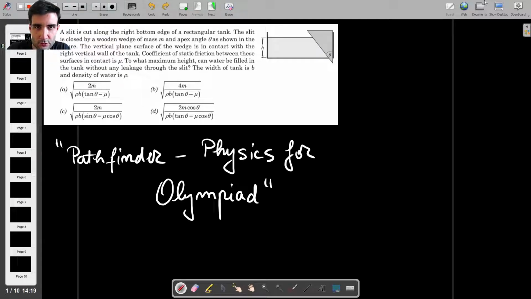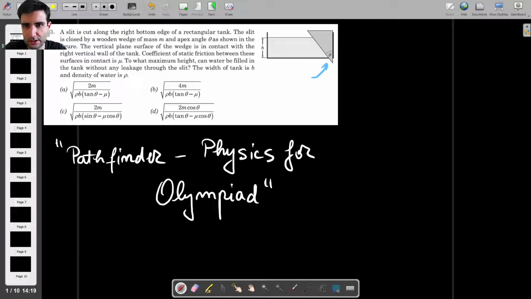So we're dealing with a water tank, and on the bottom right edge of the tank there's a slit which extends into the screen, and we've got a wedge in that slit. And then we start pouring water. The question is, to what height can we pour the water so that the wedge doesn't leave that slit? Okay, and we're given a couple of things here.